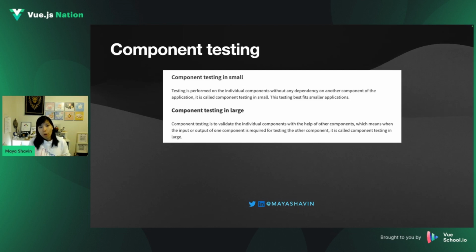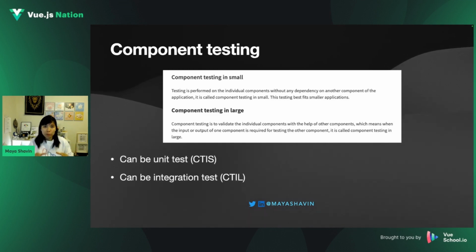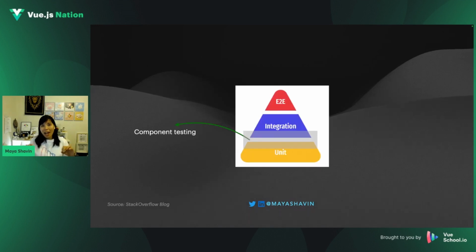The individual component is very, very low level. This is to make sure that the individual component works as expected, just like we test a composable standalone. So to make it short, component testing can be a unit test, can be an integration test, right? Now here comes the question: where does component testing fall?